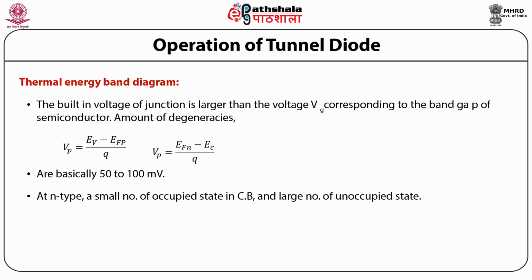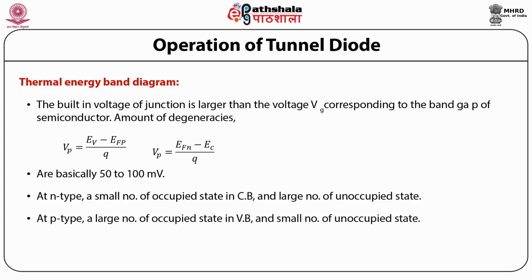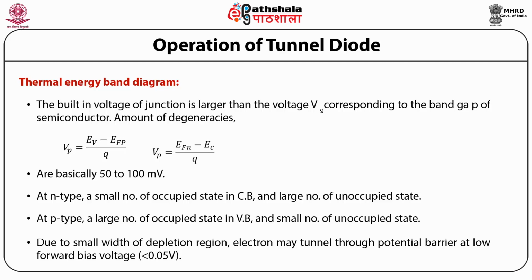In the N-type, there is a small number of occupied states in the conduction band and a large number of unoccupied states. In the P-type, there is a large number of occupied states in the valence band and a small number of unoccupied states. As you can see from this figure, the Fermi level is constant across the junction, and the width of the depletion region, W0, is very small, approximately 10 nanometers. Due to the small width of the depletion region, electrons may tunnel through the potential barrier at low forward bias voltage.